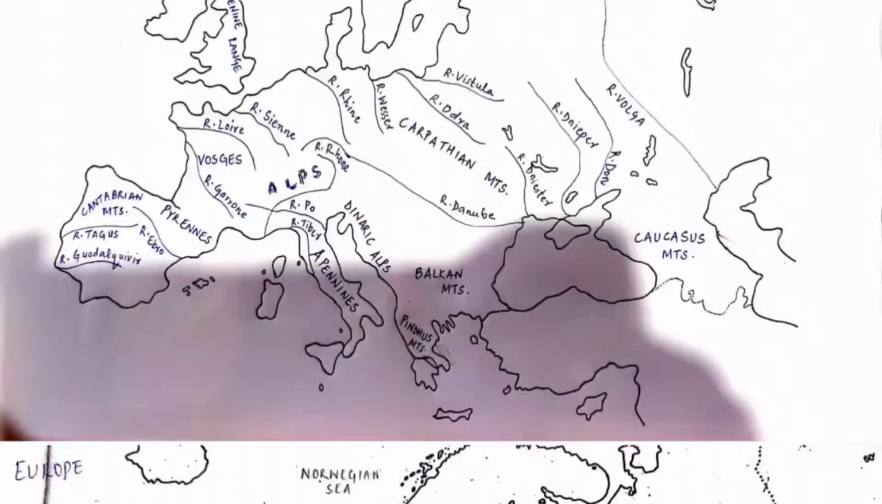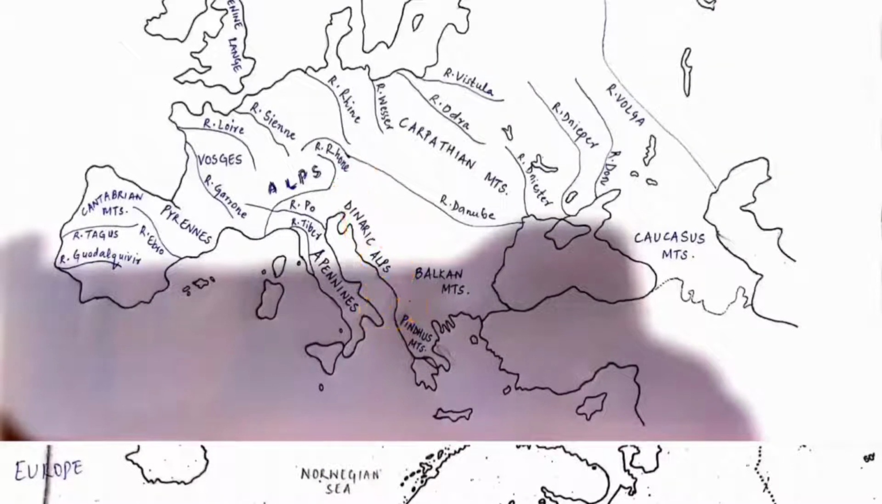Then we have the last Alps. These are called the Dinaric Alps. We have here the Dinaric Alps. These Dinaric Alps are present in Bosnia and Montenegro. So these two countries have Dinaric Alps spread in there.